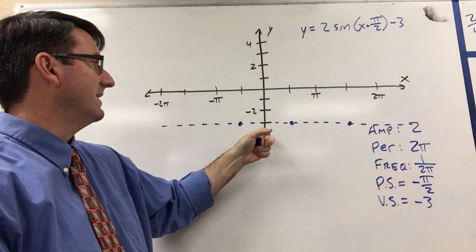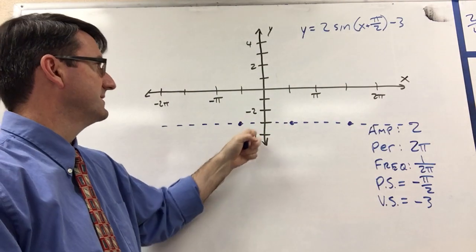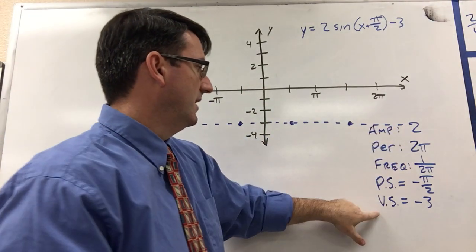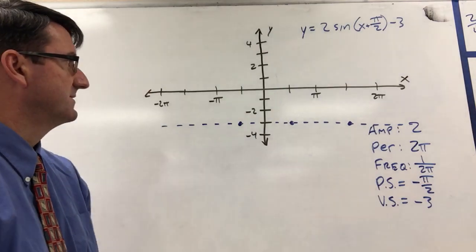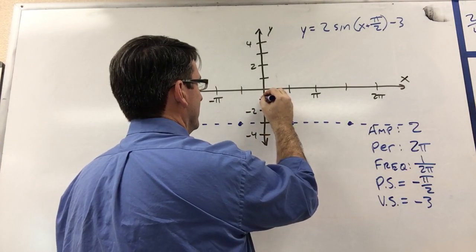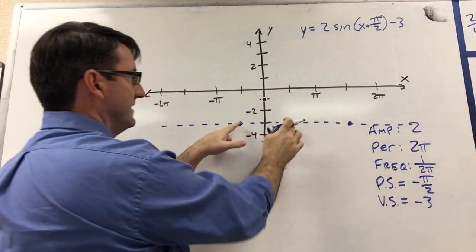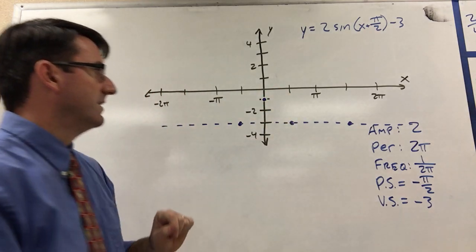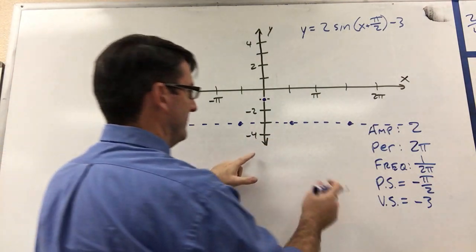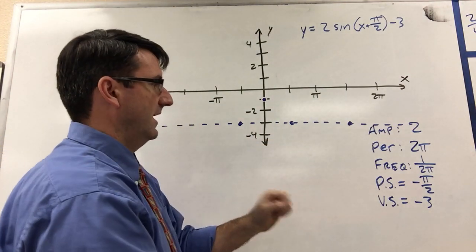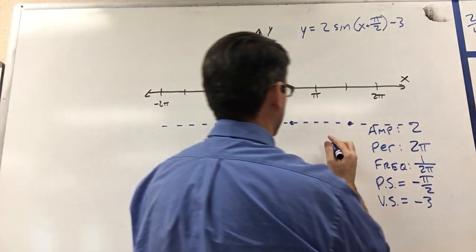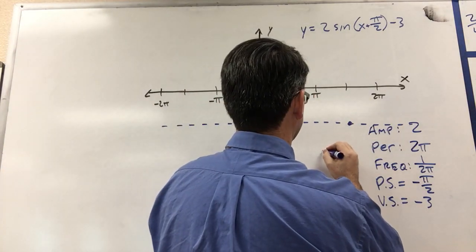And then halfway between these 2 points, it's going to reach its maximum, which is the amplitude plus the vertical shift. So the maximum is going to be at negative 1. And it'll reach its maximum right there, halfway between those 2 points. And then halfway between these 2 points, it's going to reach its minimum of negative 5. That's the vertical shift minus the amplitude. So at pi here, we're going to be at negative 5.